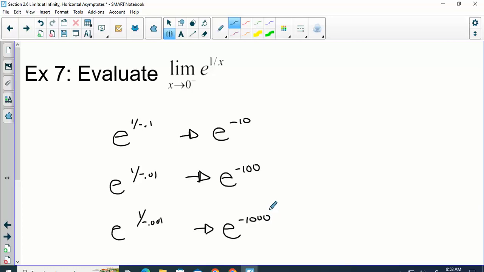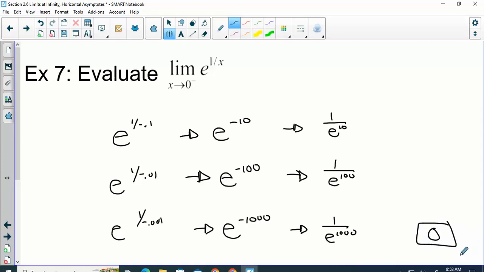Okay. And we know these are negative exponents, so it's really just 1 over this. So what's happening to the denominator on these? The denominator is getting bigger and bigger and bigger, which means this whole thing is going to 0. If I have 1 pizza and I'm inviting more and more and more people to come in and eat it, the amount we're getting is getting smaller and smaller. Does that make sense to everybody?